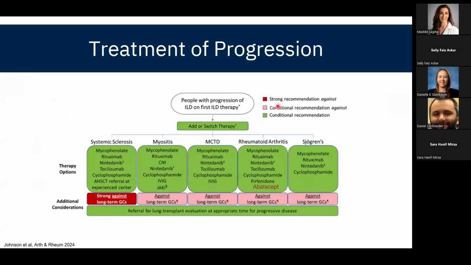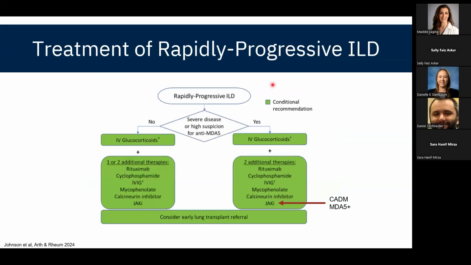They also have recommendations for what to do with patients who have progression. Notably, it's in the manuscript a little bit, but they don't include abatacept, which I often reach for in rheumatoid arthritis. But it goes through some second line options that you can consider, including antifibrotics in rheumatoid arthritis and scleroderma. And then it has recommendations for rapidly progressive lung disease.